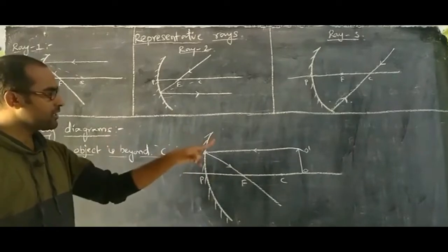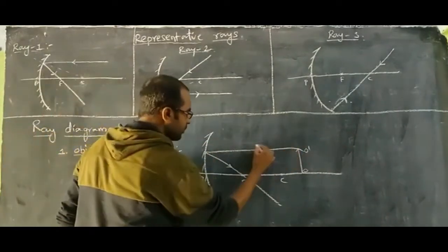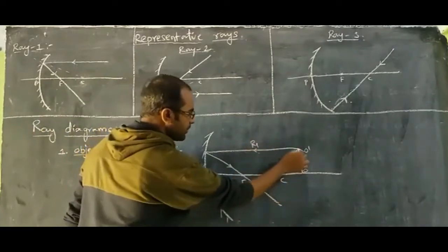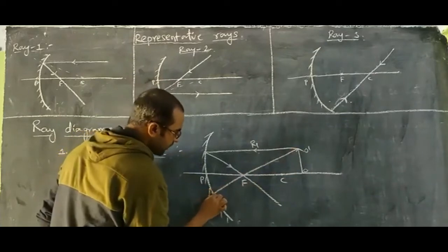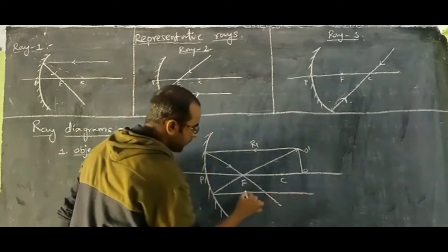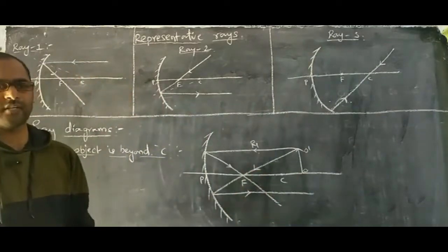Next, the second ray: a ray which is passing through the focus. After reflection it passes parallel to the principal axis. Completed, the diagram is finished.